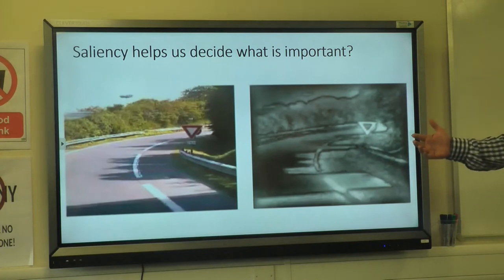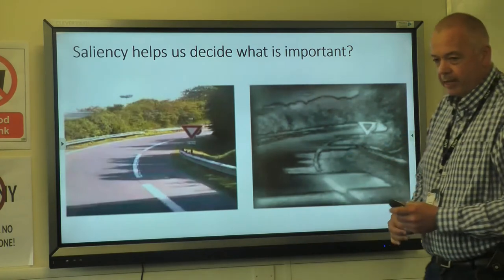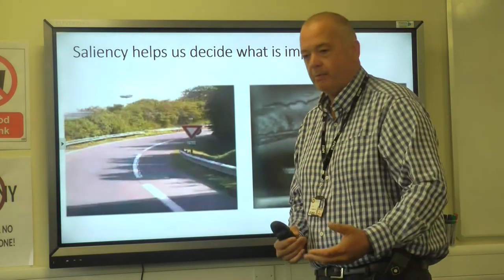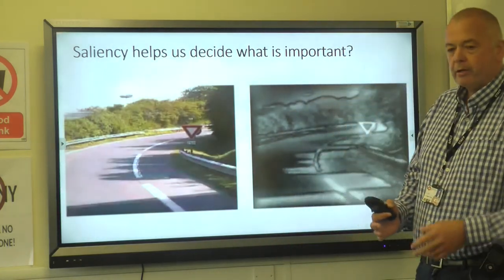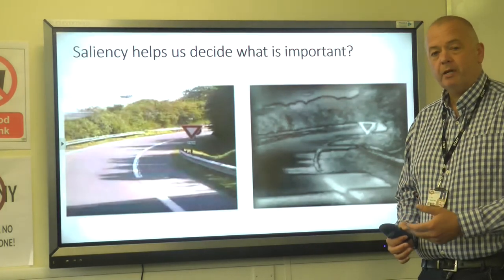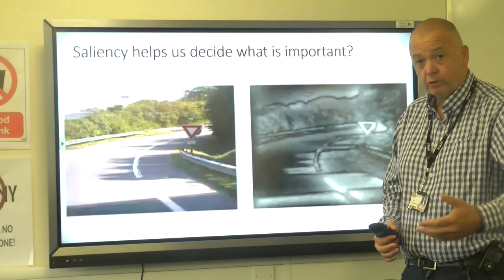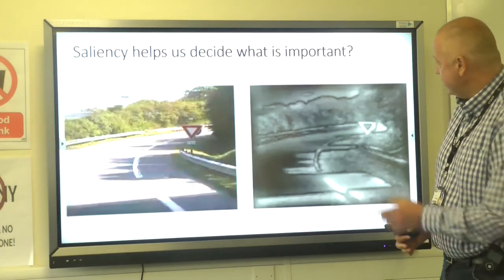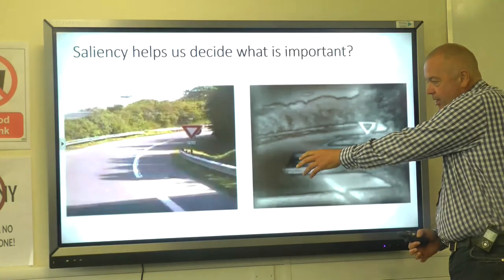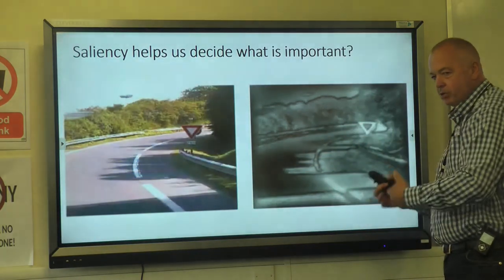Saliency helps us decide what's important. I'm going to show you an image in a second, and then the image changes. It shows you one image and then a second image. Hopefully the first one is fairly easy and you'll be able to point out the change. In this case, because it's driving, this would become closer, and this would become closer, and we need to adjust the wheel, etc.